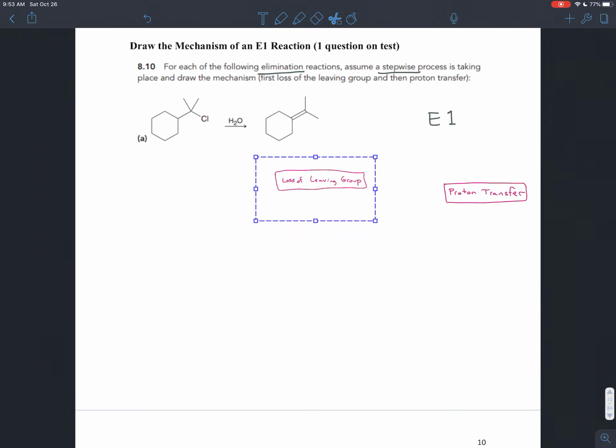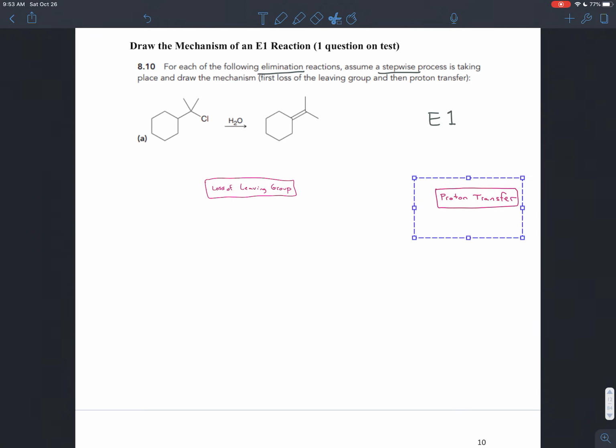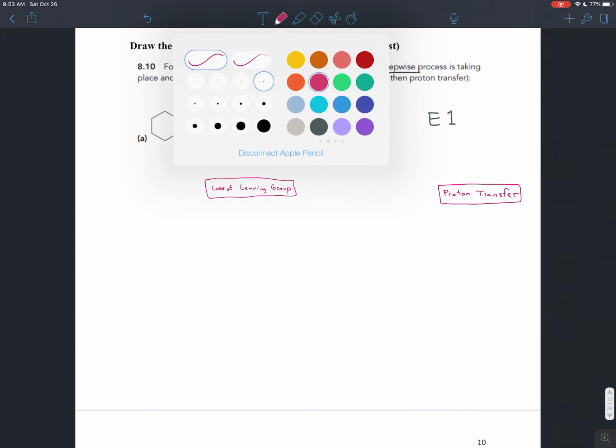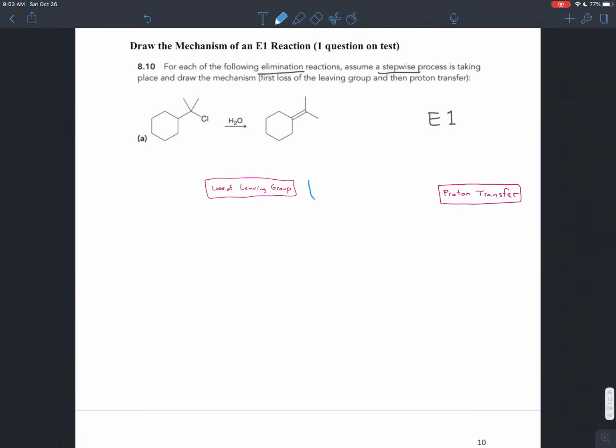Now, similarly to SN1 reactions, because you have loss of a leaving group first, you end up forming a carbocation intermediate. And anytime you form a carbocation, you could get carbocation rearrangement. So that's a different feature that you have to consider for E1 reactions.